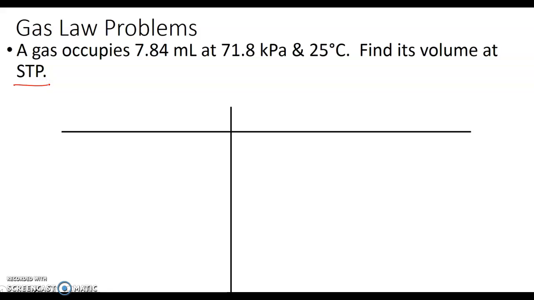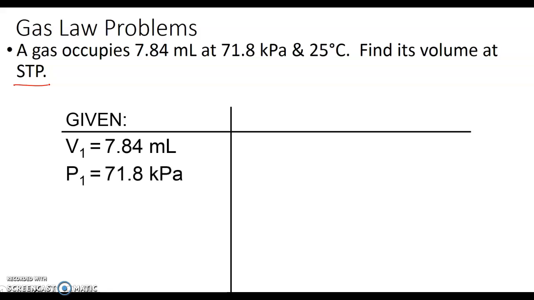So we have a gas that occupies, so let's talk about our givens. I just put these out here to do it a little faster, a little cleaner. It occupies 7.84 milliliters. That's our volume 1. Our pressure 1 is 71.8 kilopascals. Our temperature is going to be 298 because it says 25 right here, so we'll add 273.